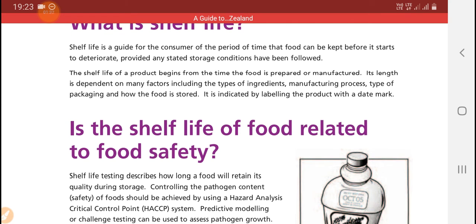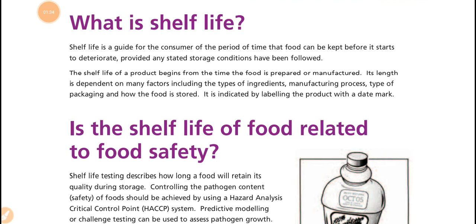and its length is dependent on many factors including the types of ingredients and manufacturing processes, types of packaging, and how the food is stored. That is most important, how the food is stored, and what ingredients you have used, whether the ingredient has more moisture, and what kind of procedures you have utilized, whether you have used aseptic technology or some standard GMP, GHP. So all these processes, ingredients, and packaging are important aspects which determine the shelf life.